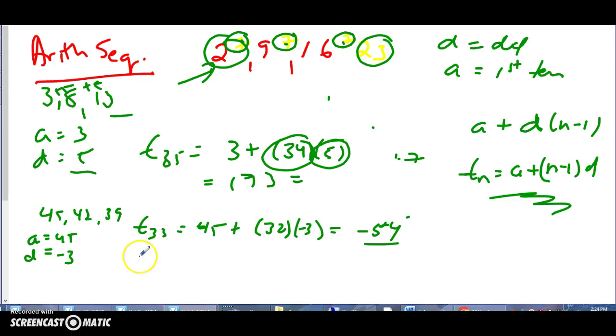I might ask you this also. What term value is equal to minus 18? So I'm going here 45, 42, 39. I keep going, and eventually I'll get to the negatives.